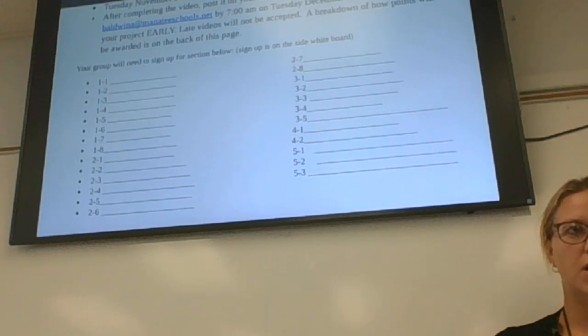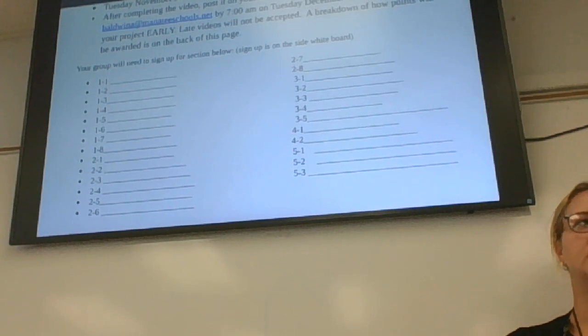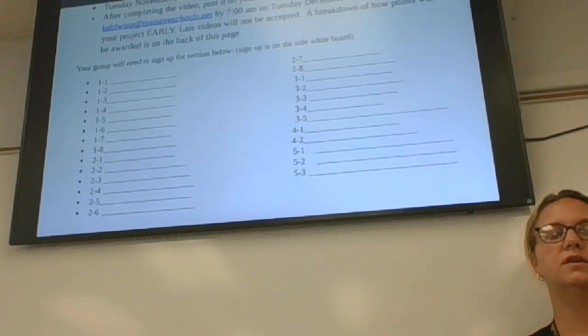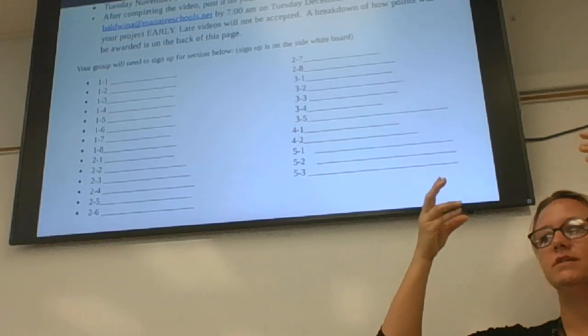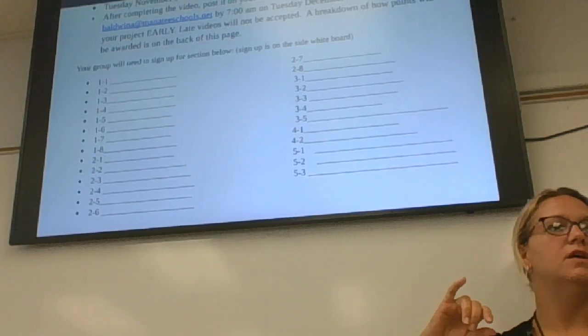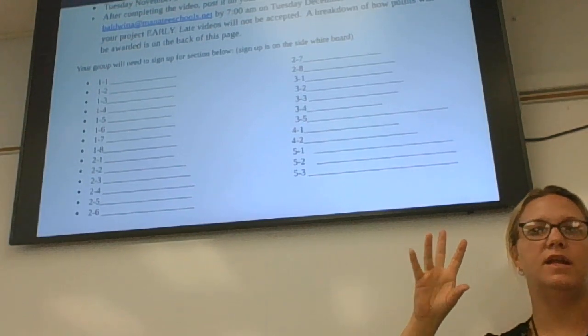So on November 30th, what is due? That's in 2 weeks. The first part is a piece of paper that has your math problem written down. It's got the section in it and the names on it.